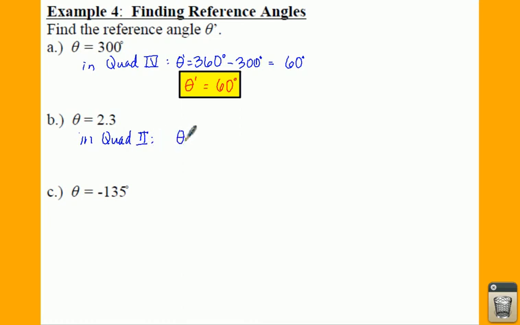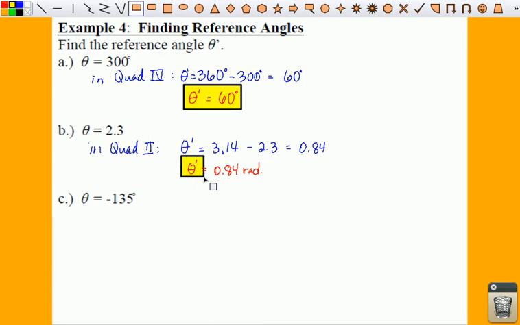So here we find our reference angle by taking our pi, or in this case, since we're using decimals, we'll make that a 3.14 minus 2.3, and that gives us a 0.84. So our reference angle, our theta prime, is a 0.84, and that's radians. So we'll just abbreviate that. Even though it's not in terms of pi, it's still a radian.